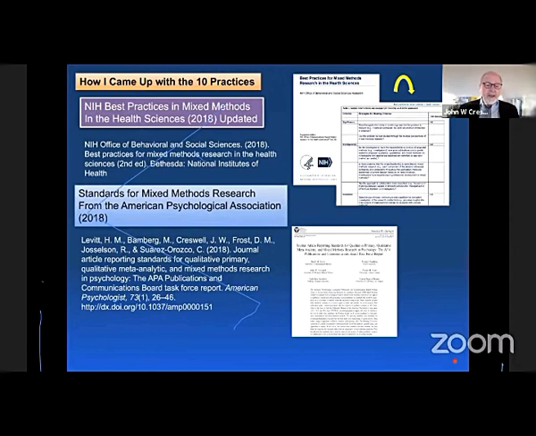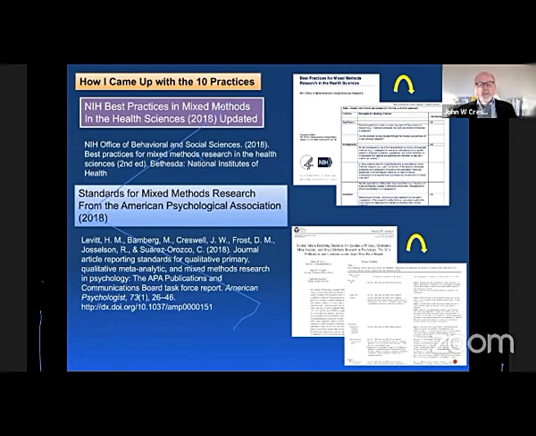Then more recently, the American Psychological Association has developed standards for mixed methods research. And you see the citation here on the left, and on the right, our journal article in the American Psychologist. You can find this on the internet. This is our report talking about the best practices for qualitative and mixed methods research. And there's a table in this report specifically for mixed methods research that talks about some of the standards that should be used when you put together a journal article for an American Psychological Association journal.